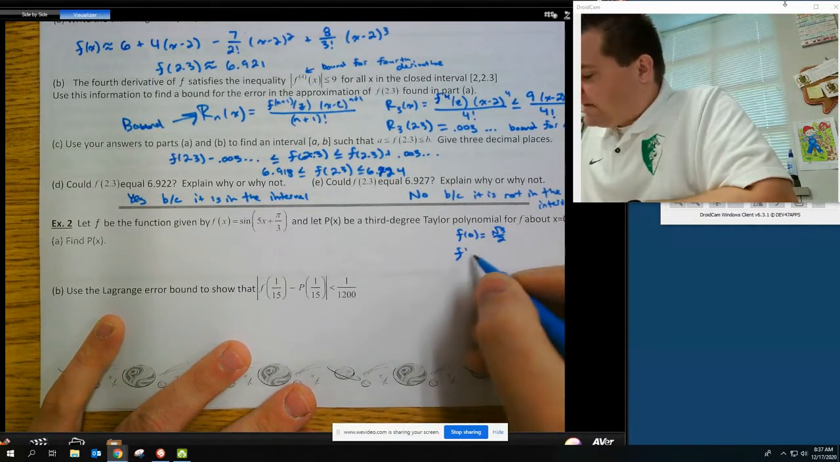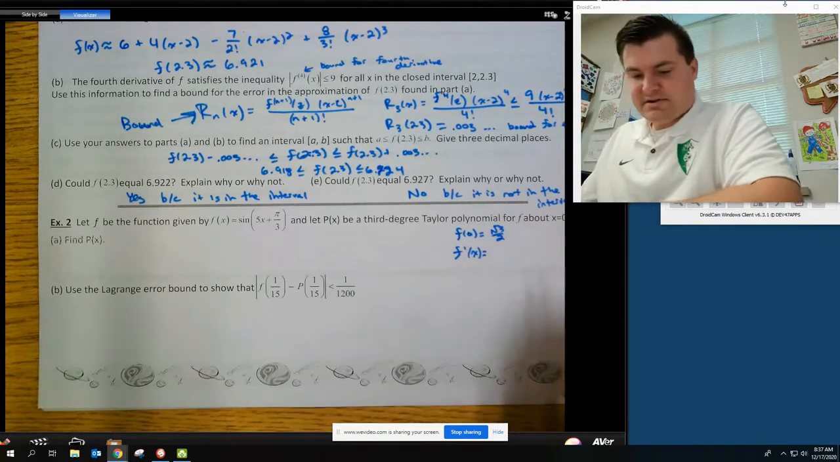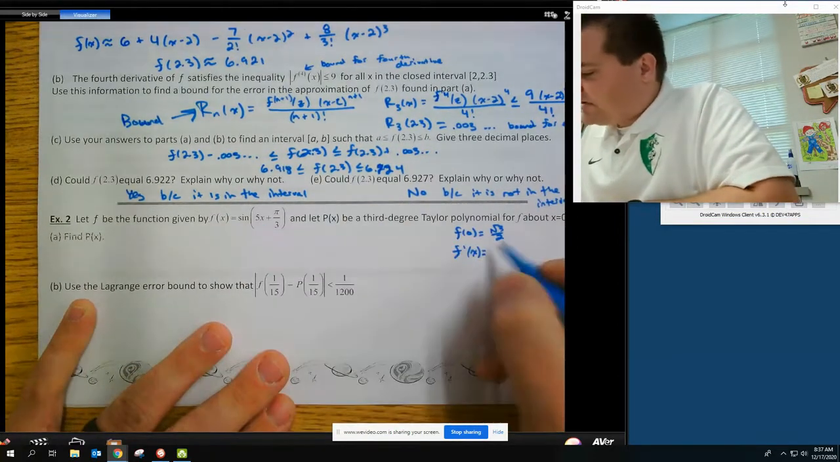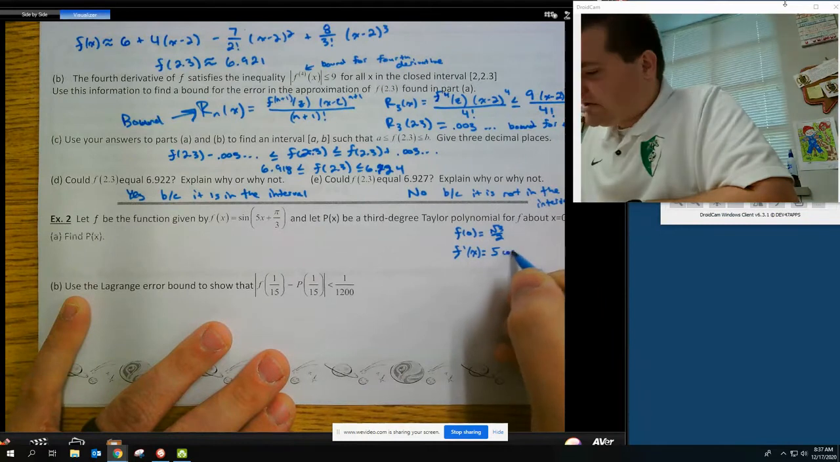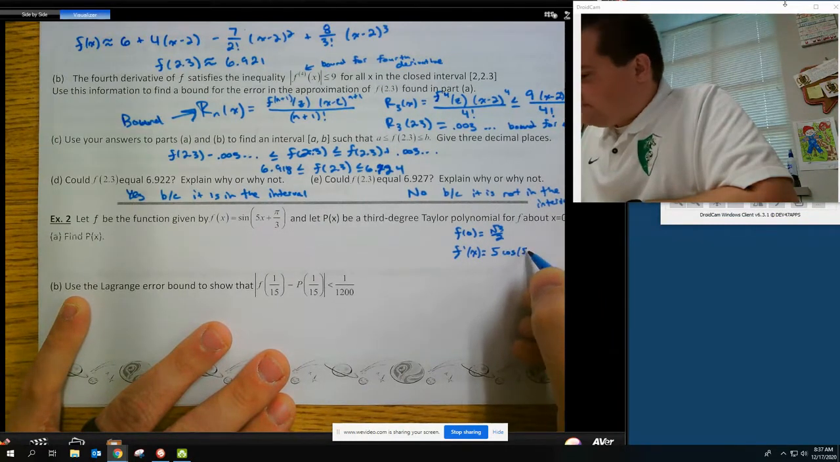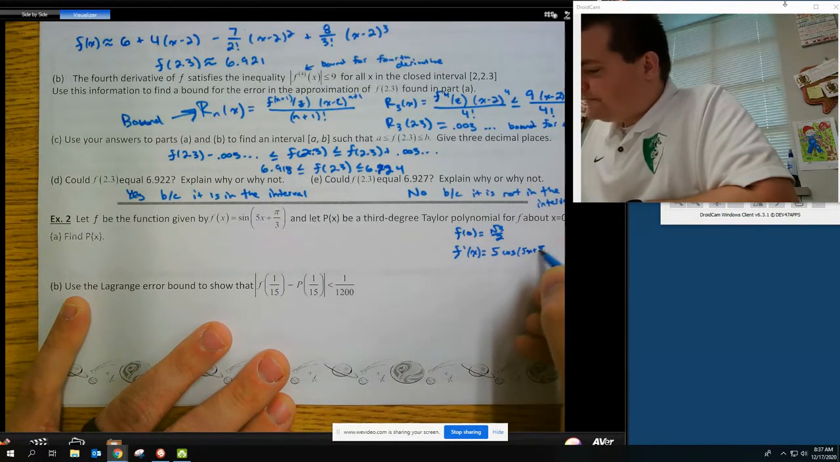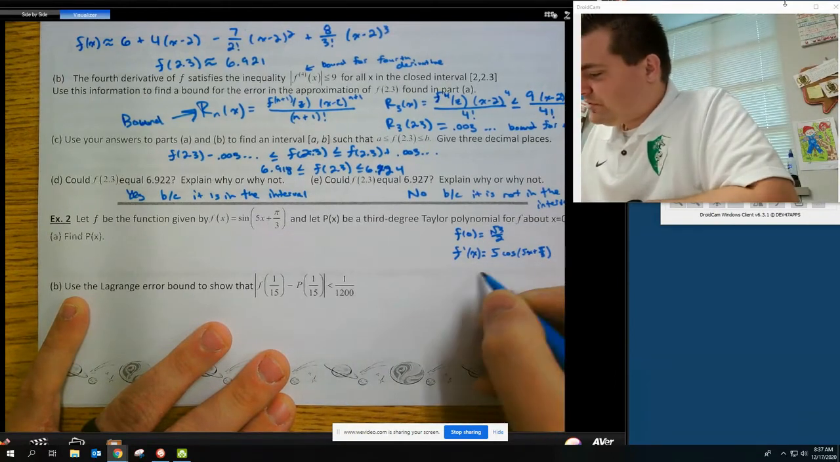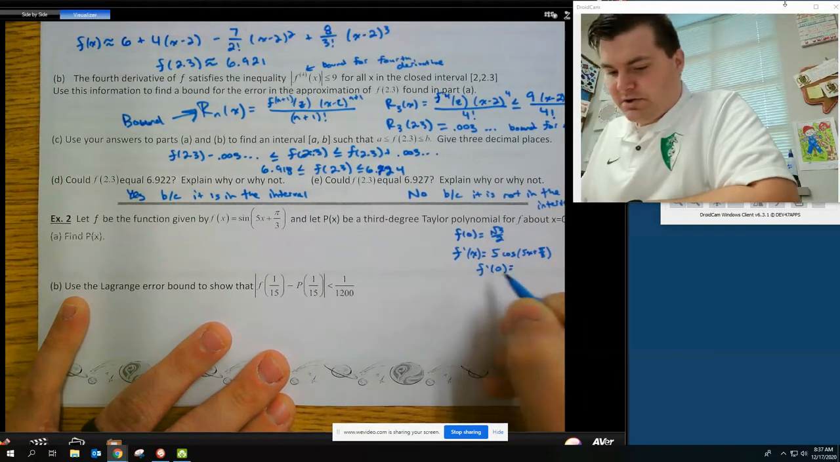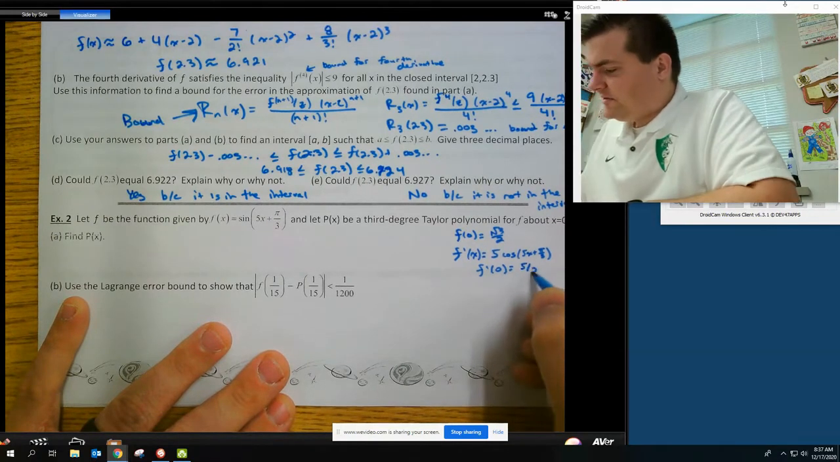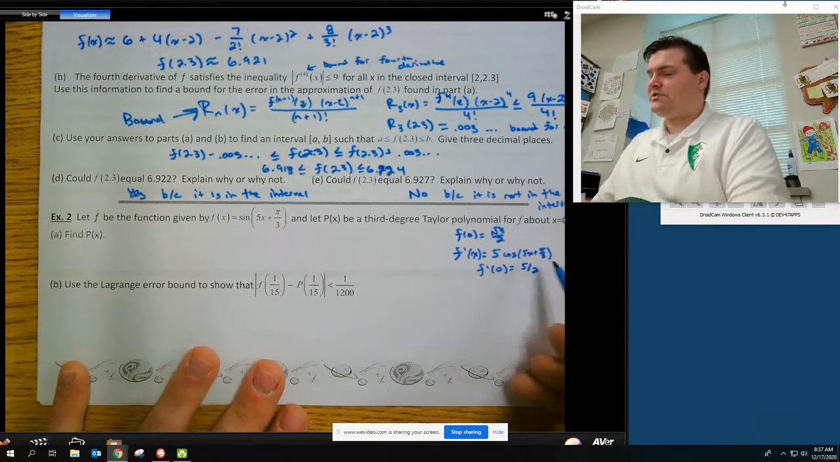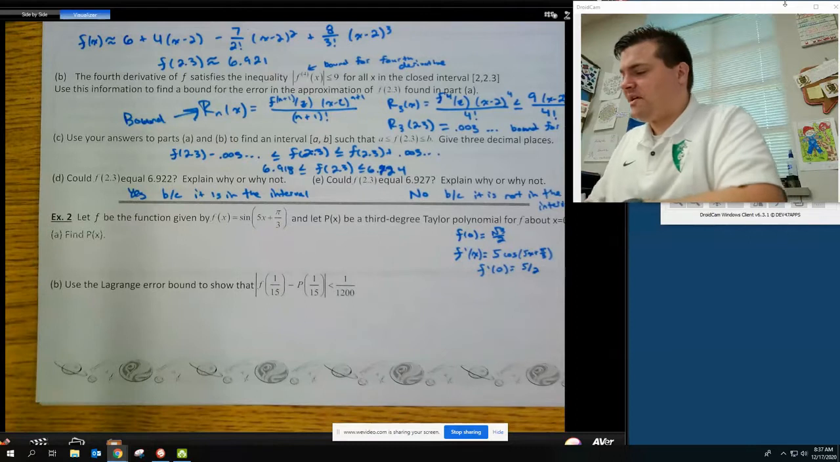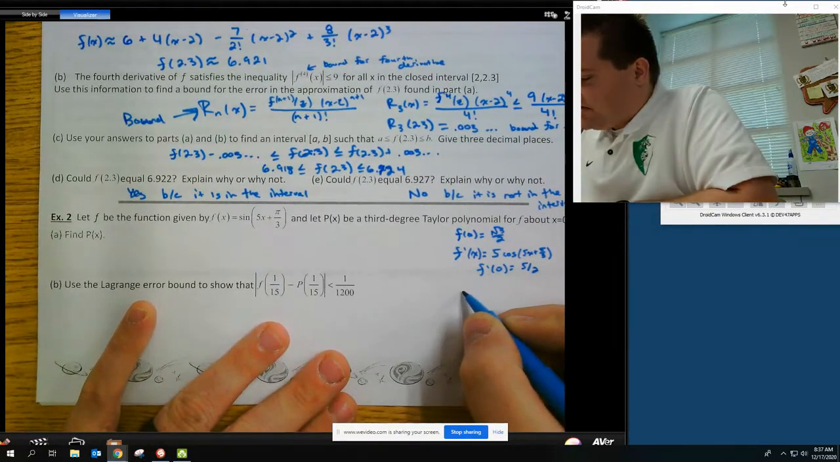Find f prime of x, and then we'll plug in a 0 there. The derivative of the inside is 5, so it's going to be 5 cosine of 5x plus pi over 3. So f prime of 0 is going to equal 5 halves. You plug in a 0, you get cosine of pi over 3, which is just 1/2, times 5. And you get the idea from there.